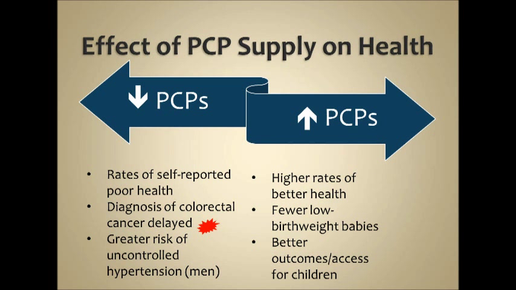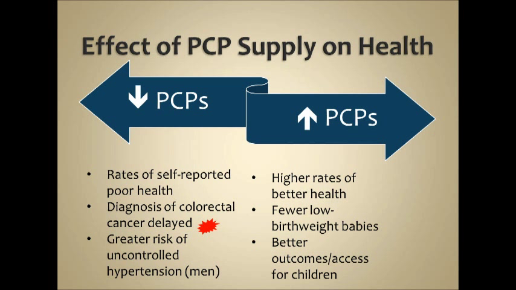So here's what the effect of PCP supply is on health. If you have high rates of PCPs, like on the right side of the slide, you have just higher rates of better health. So you ask everybody, how's your health? Good, bad, poor? A greater percentage of people say good. Also, when you have a lot of PCPs, you have fewer low birth weight babies, and remember, really tiny babies, they die quicker, so that's infant mortality stuff. And you get better outcomes and access for children, right?